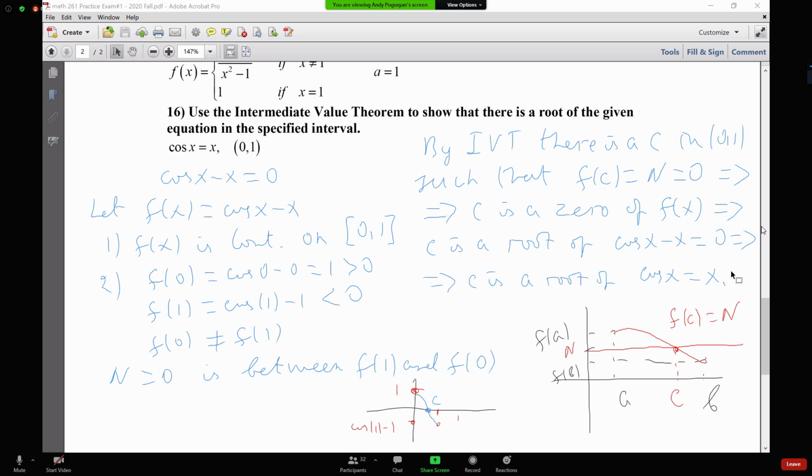So 16 is also done. Similar type of problems, guys. Practice similar type of problems. Anything you see here, similar ones will be on your exam.